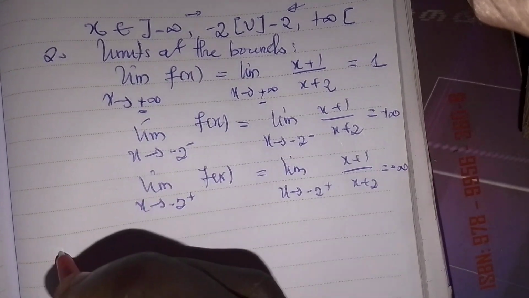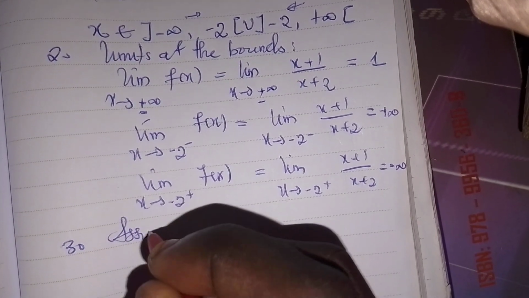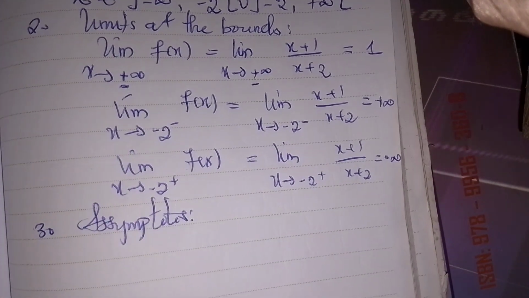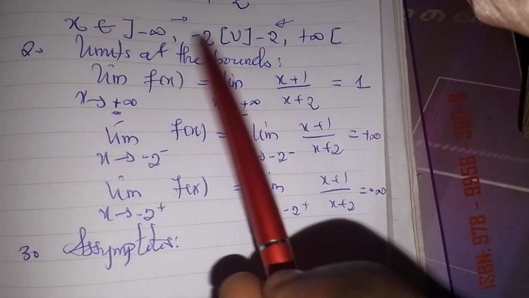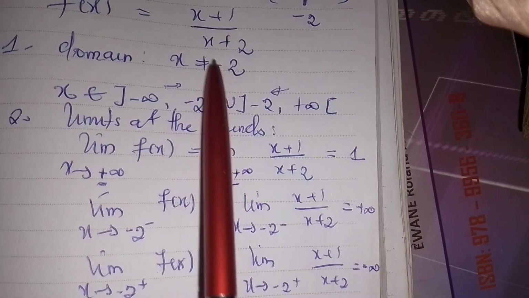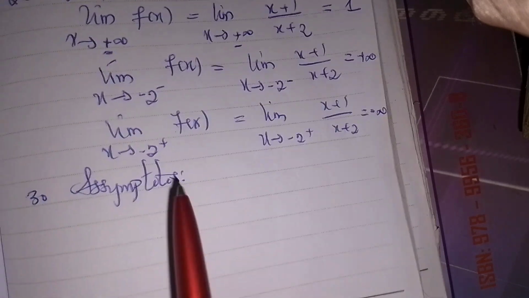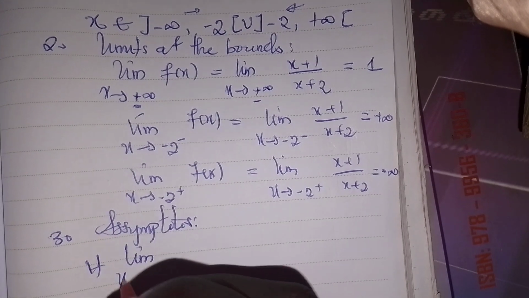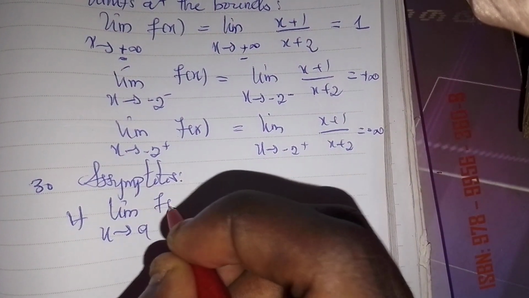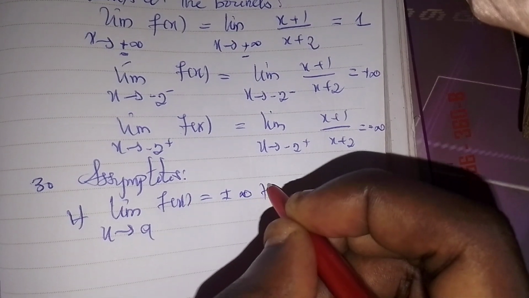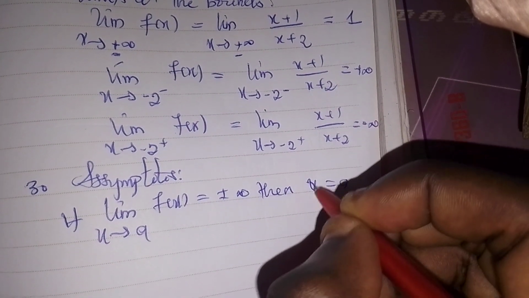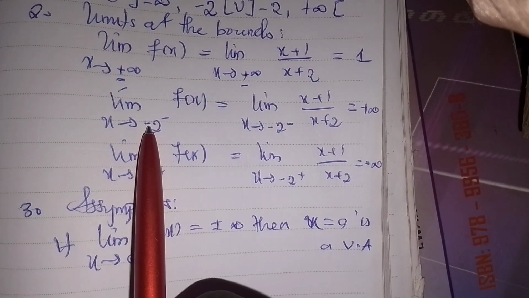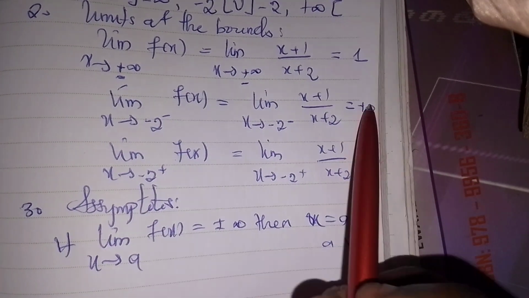Now after getting the limit, we need to look at the asymptotes. Now in mathematics, we just have two types of asymptotes, the vertical. To get the vertical, we can either check from the domain, we just solve the denominator equal to 0 and we get the vertical, or we check the limit. The vertical asymptote says that if the limit as x is tending to a of f of x is equal to plus or minus infinity, then x equal to a is a vertical asymptote. Alright, so in this case, the limit at minus 2 from below and from above is plus or minus infinity.